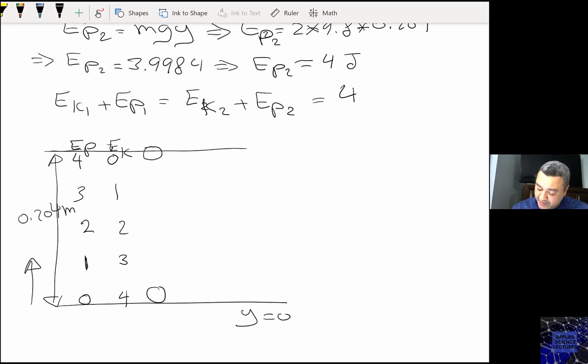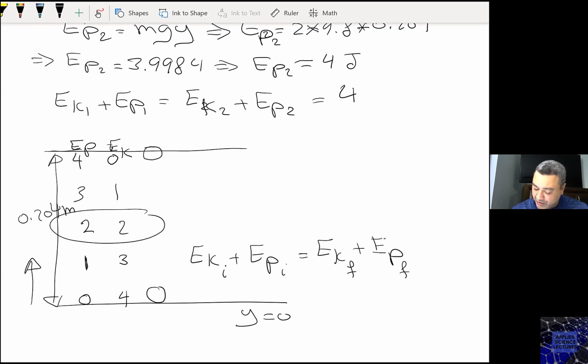So always EK plus EP for initial equals EK plus EP for final. Even for the intermediate stages, so here also EK plus EP equals the EK plus EP here equals the EK plus EP here. So the total energy is the same for all of them.